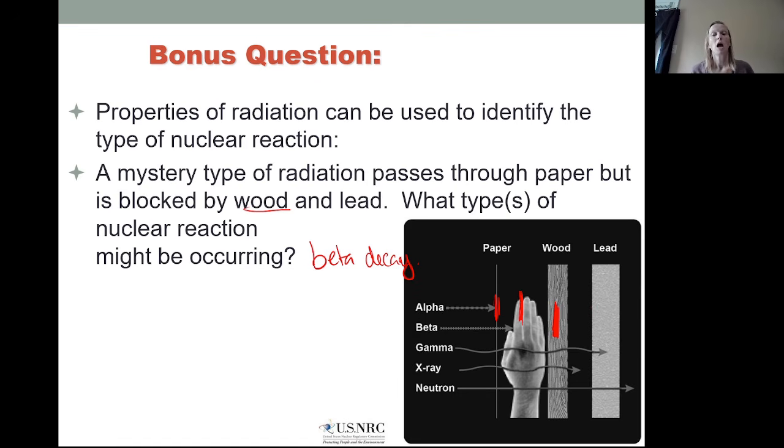Gamma radiation would penetrate through wood, so it would not be stopped by wood. Same thing with X-rays, and same thing with neutrons. Neutrons would not be stopped by wood. So beta particles are the best example here.